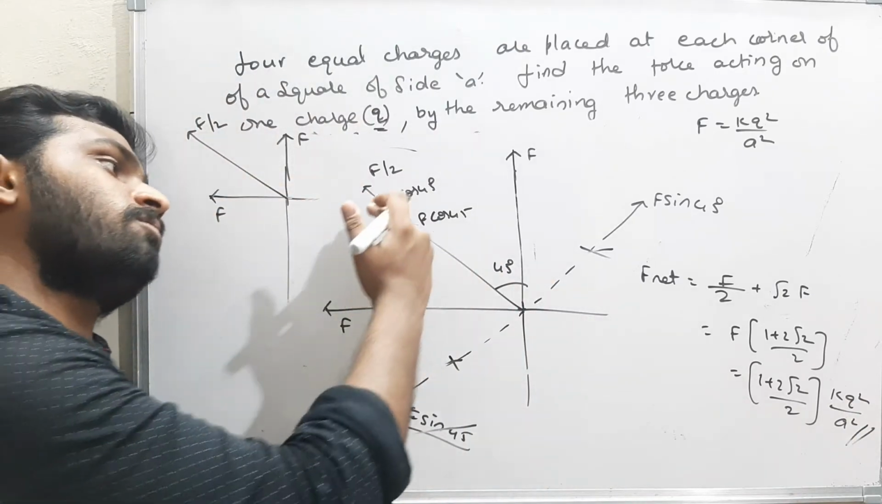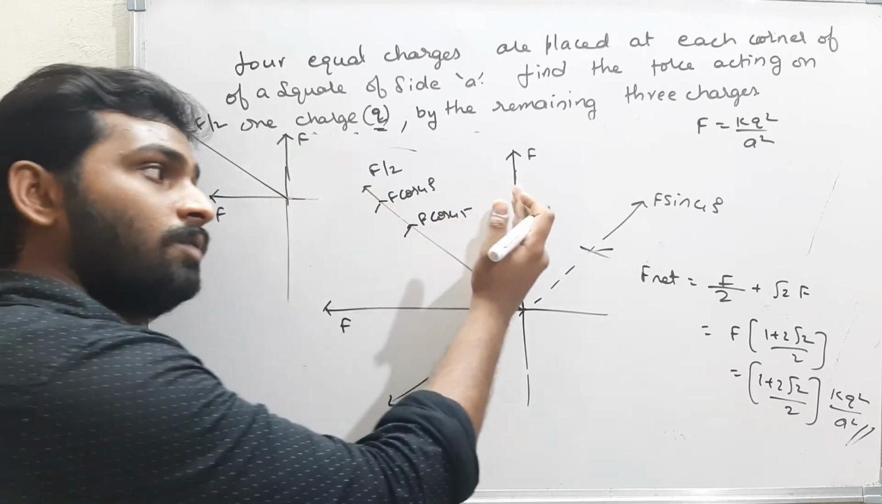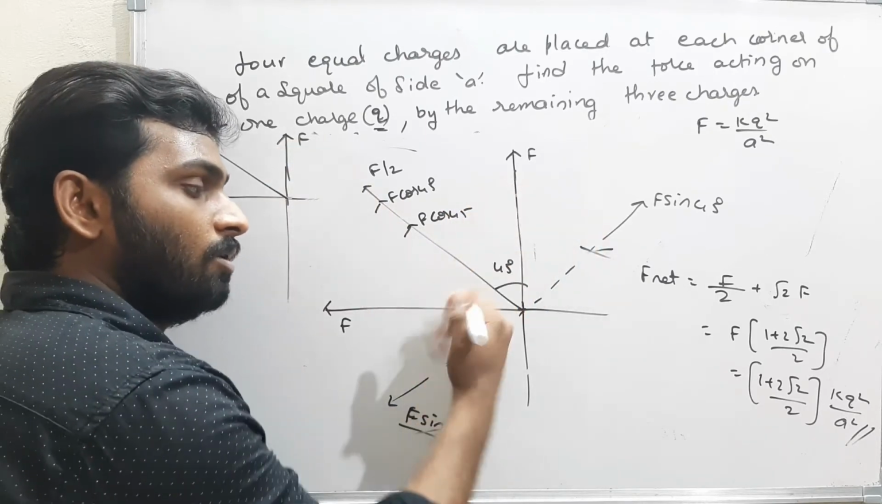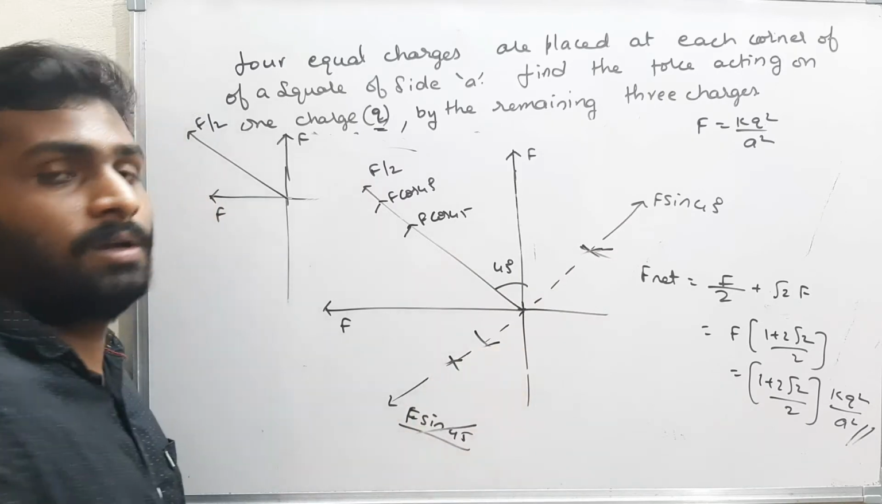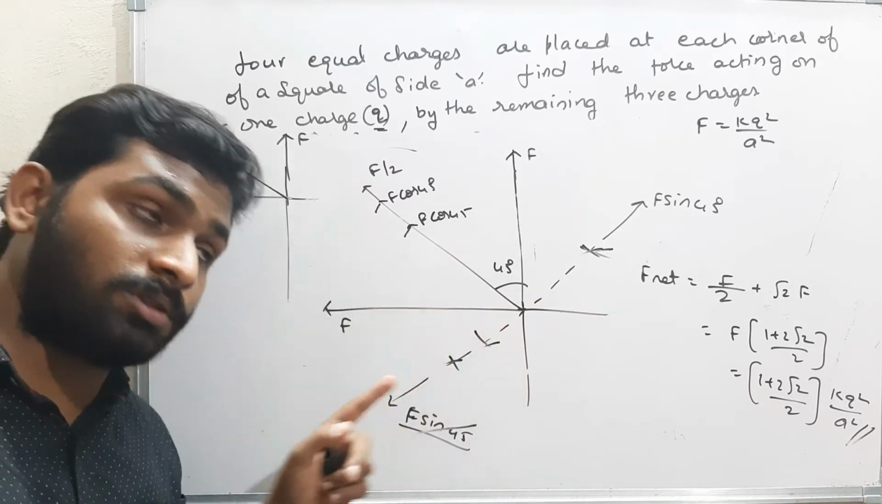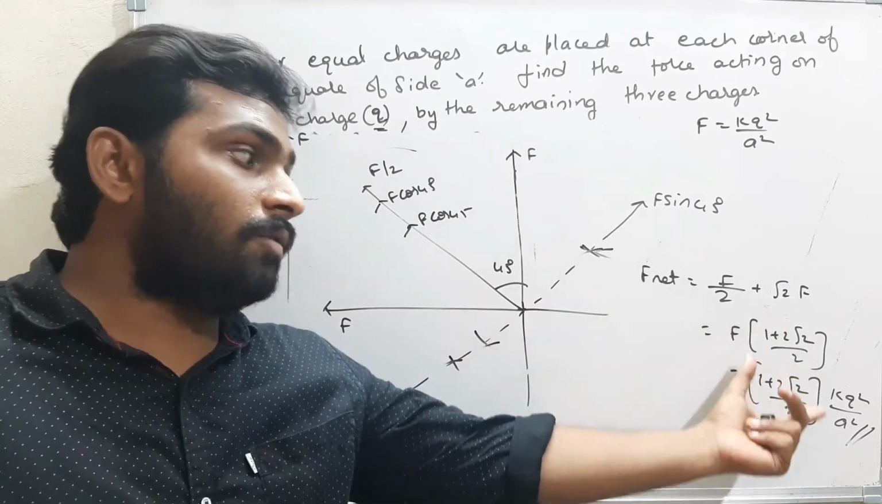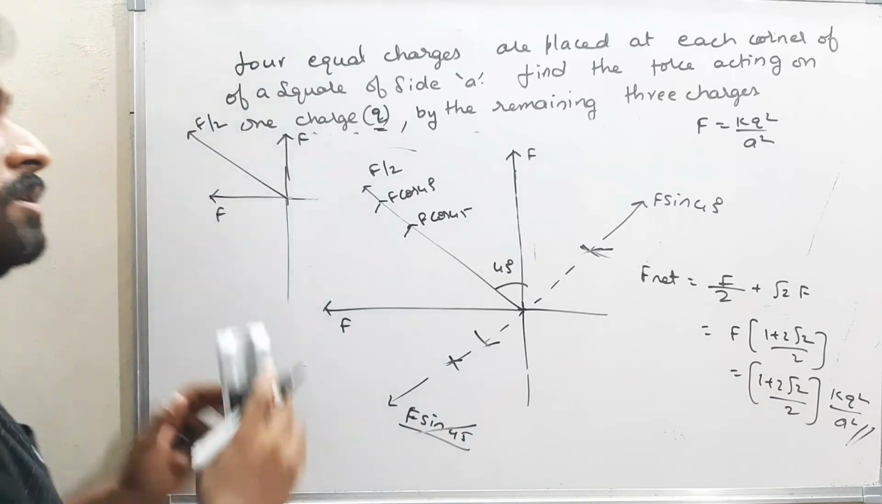I can resolve the F bar in two components and then I can find the resultant, or I can resolve this F into two components and this one also in two components. They can cancel. This is the net force, because all the forces are acting in the same direction. If the forces are acting in the same direction, I can simply add them. Therefore I added them and I finally got the answer. Okay, now see the next problem.